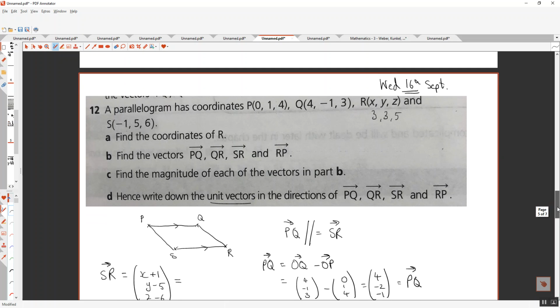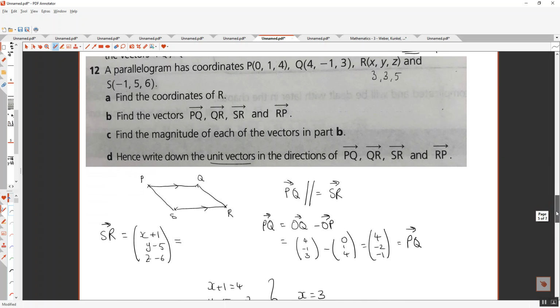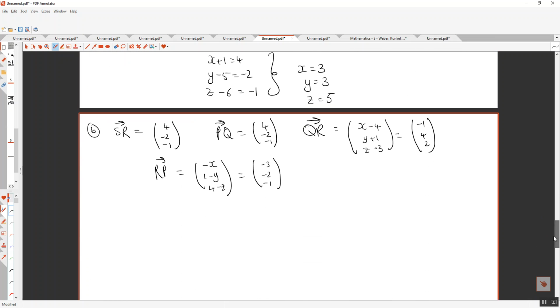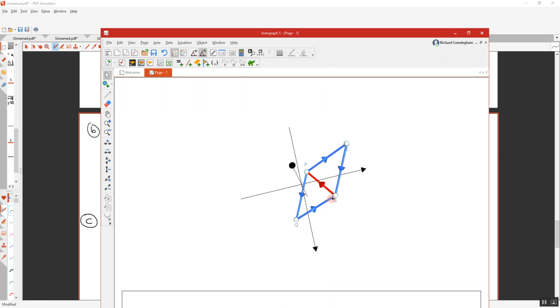Any questions? Give me a shout on that. Right, part C, find the magnitude of each of the vectors in part B. So magnitude just means the length. So all I'm interested in is the length of these vectors, okay?